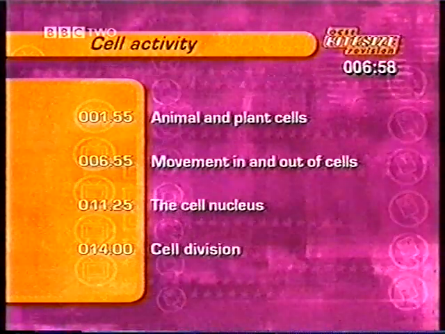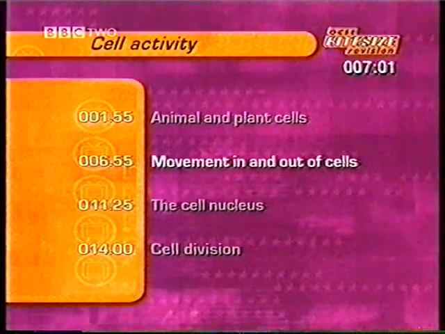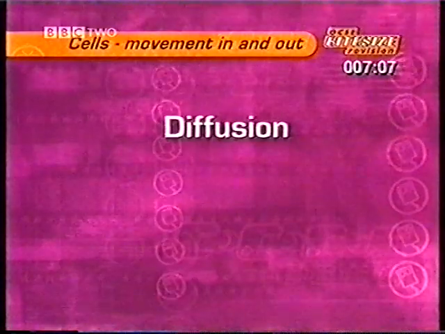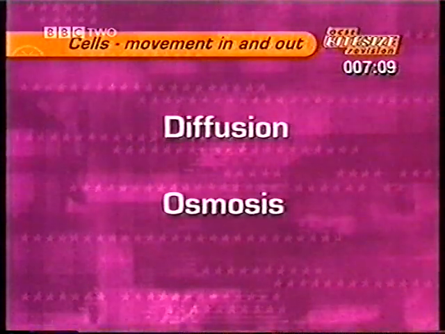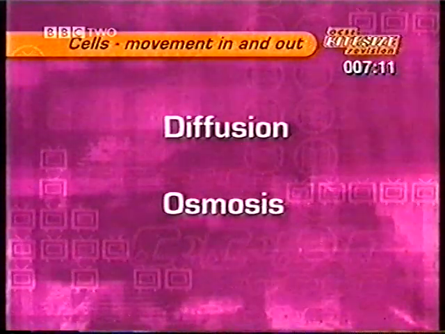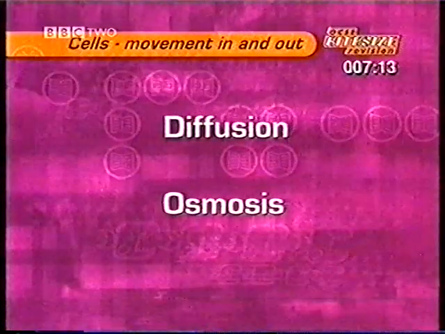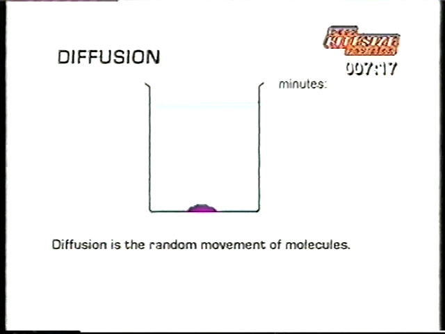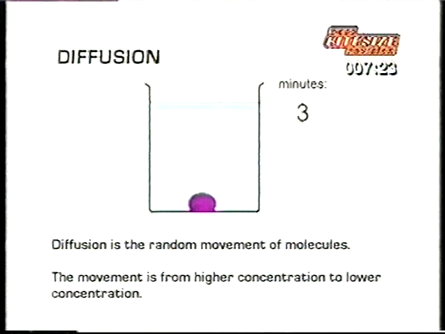This section looks at the movement of substances in and out of cells. Diffusion and osmosis are two processes by which substances and fluids move in and out of cells through the cell membrane. Diffusion is the random movement of molecules of a substance. The net movement of molecules is from a higher concentration to a lower concentration.